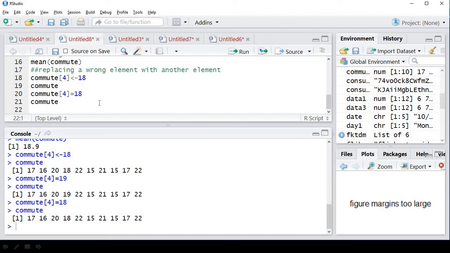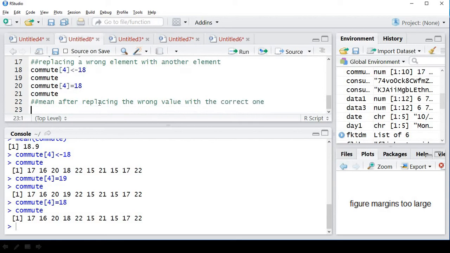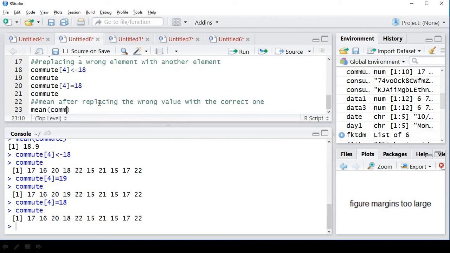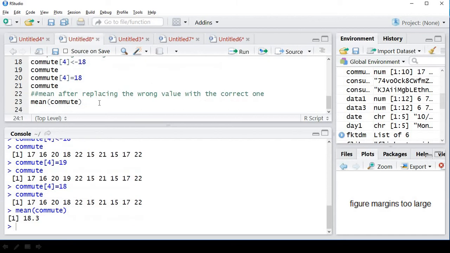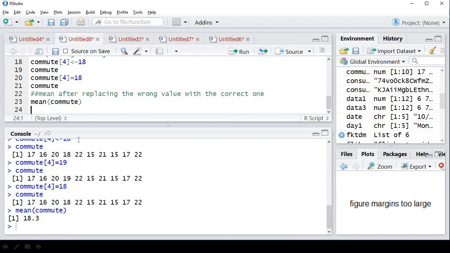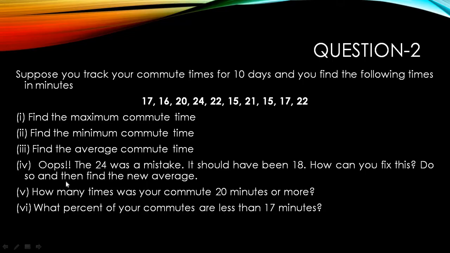Okay, so I believe that is interesting. Now we'll do the next part. Now I'll find the mean after replacing the wrong value with the correct one. Okay, now it's quite simple. It's the same that we have already done. Mean of commute, so that is 18.3. Okay, if I see what was the earlier, it was 18.9. Okay, now it's 18.3. Let's go to the next part of the question.